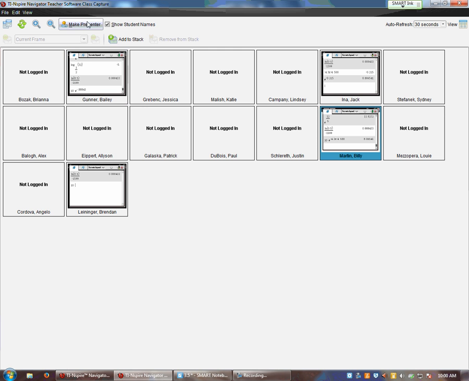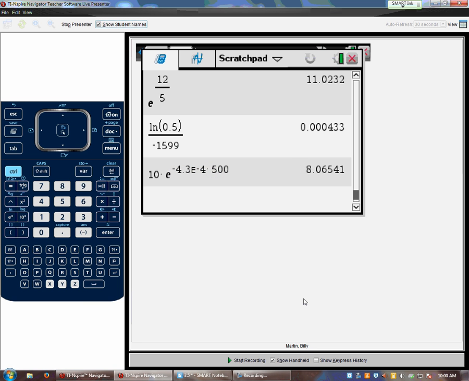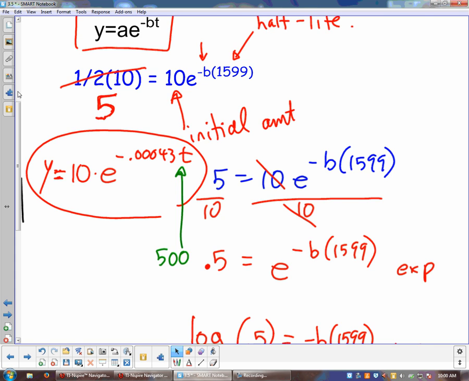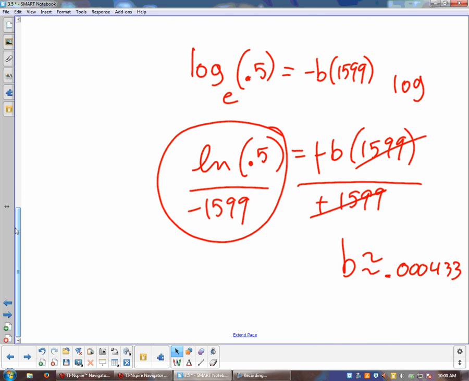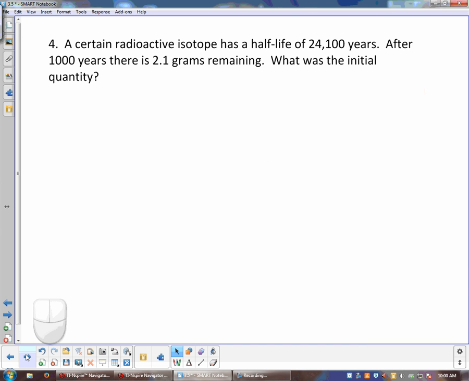All right, let's see. Billy, do you have this? So 10 times e to the negative 4.3, times 500. So 8 grams approximately. Do people agree with that? All right, so there would be 8 grams remaining when we plug that in. All right. Okay, let's take a look at the next example.